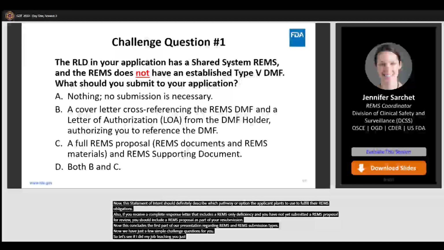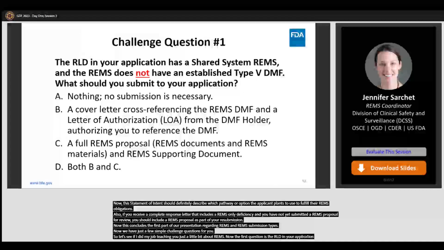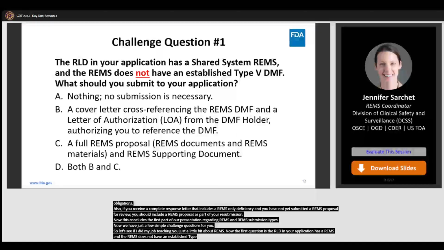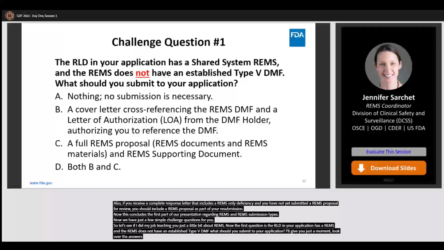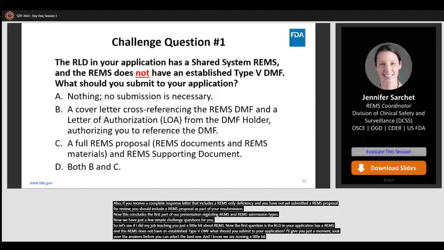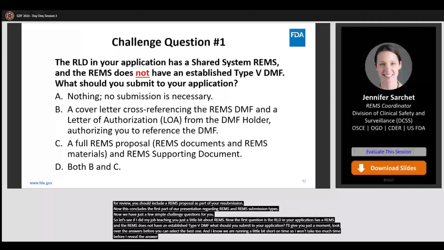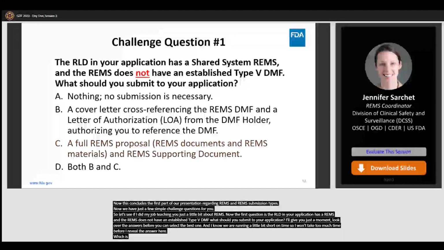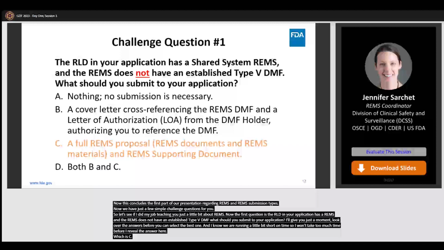Now, the first question is: the RLD in your application has a REMS and the REMS does not have an established Type 5 DMF. What should you submit to your application? I'll give you just a moment to look over the answers before you select the best one. And I know we are running a little bit short on time, so I won't take too much time before I reveal the answer here, which is C. If you recall, if there is no DMF, then a full REMS proposal should be submitted.